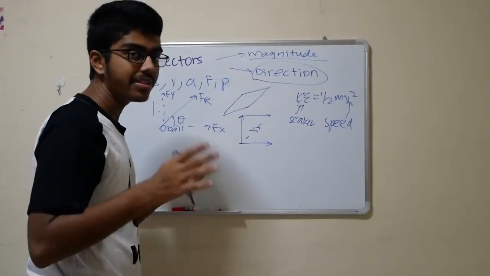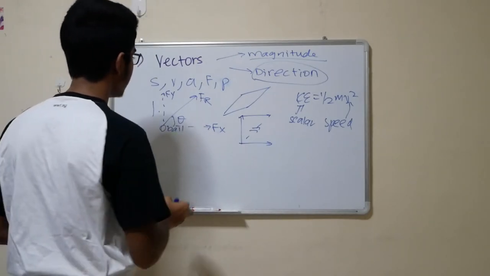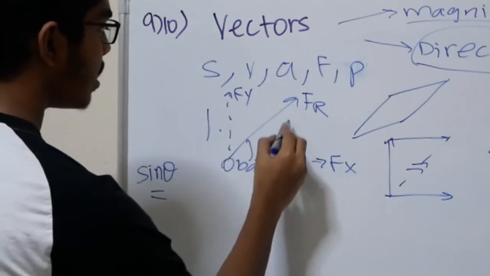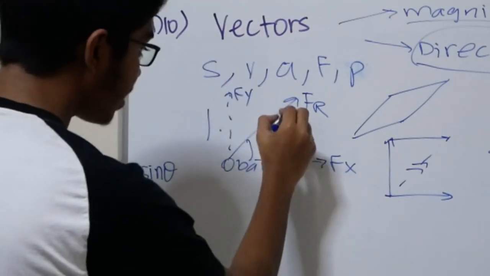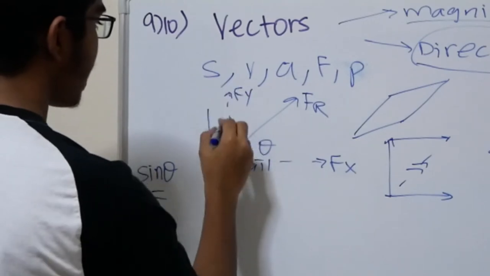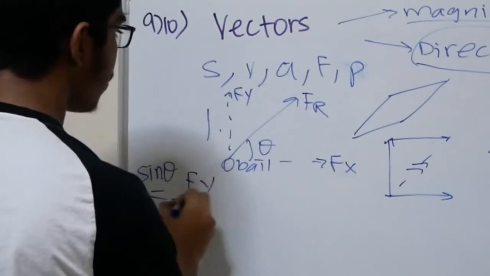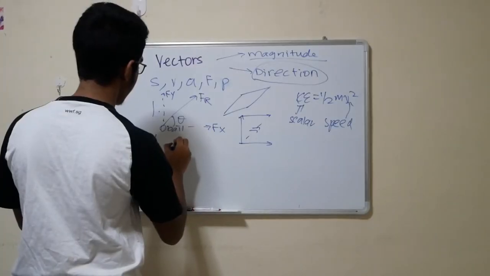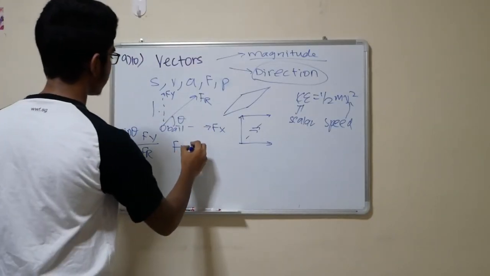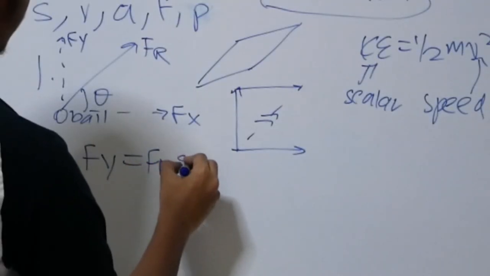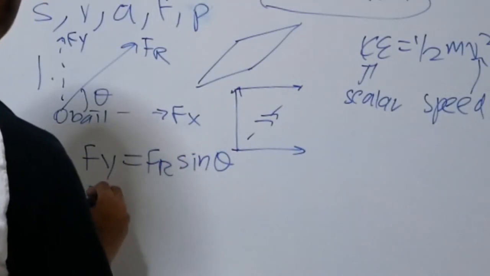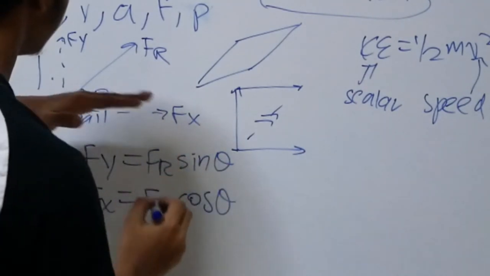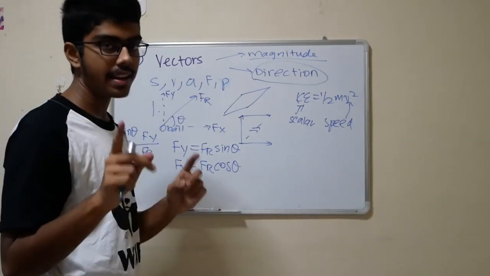So the vertical component, you guys are smart, you know this trigonometry. Sine theta, correct, is what? Adjacent, no, opposite over hypotenuse. Opposite is the Fy component over the hypotenuse, which is the resultant force. So in this case, Fy is equal to Fr sine theta. And likewise, if you use adjacent over hypotenuse, you'll get Fr cosine theta, this one. So this is how you resolve in the xy direction.